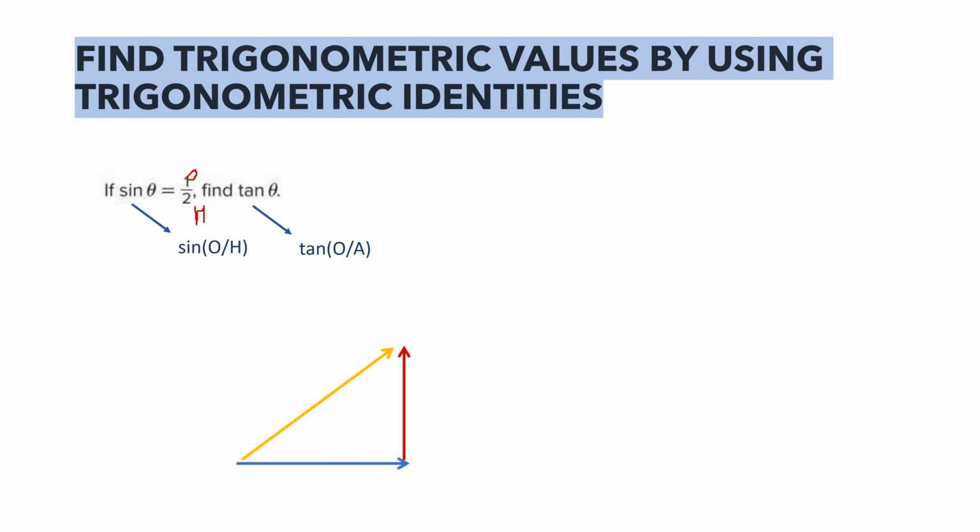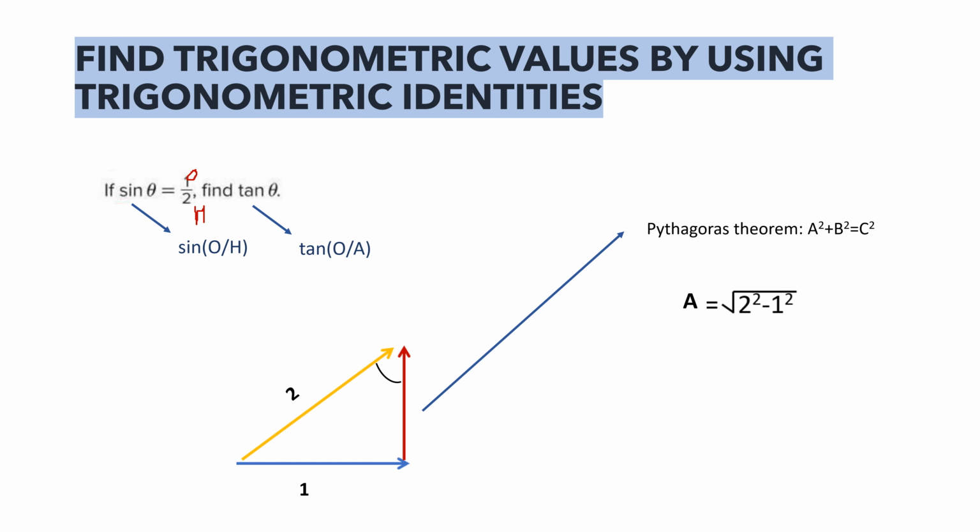So let's see that in a right triangle. Let's say that we are calculating this angle, and so the hypotenuse is 2, as you can see in here, and the opposite is 1, as you can see in here. So we want to find out the adjacent. To find it, we would use the Pythagorean theorem that states a squared plus b squared equals c squared. If we rearrange it, it gives us a equals the square root of c squared minus b squared, where c in this example is 2 and b is 1. By calculating that, it gives us the square root of 3. So the correct answer is tan theta equals 1 divided by the square root of 3.